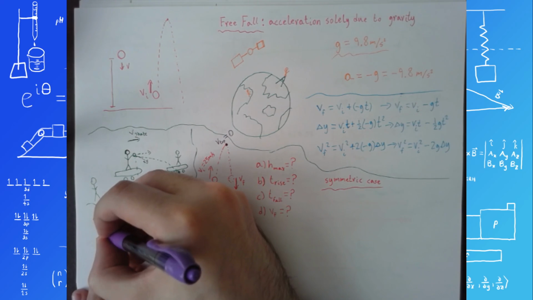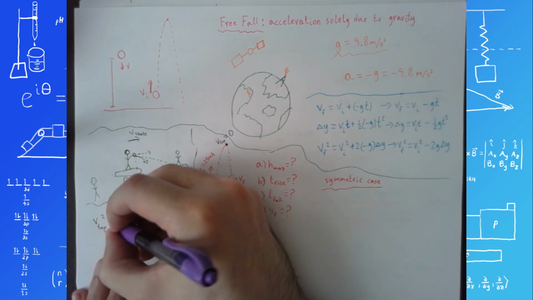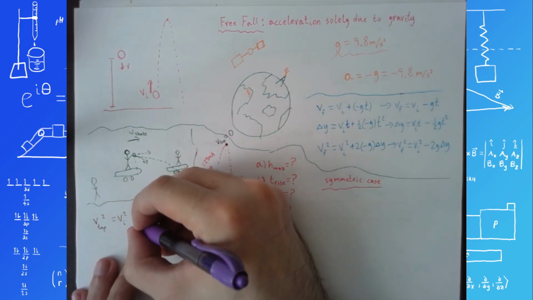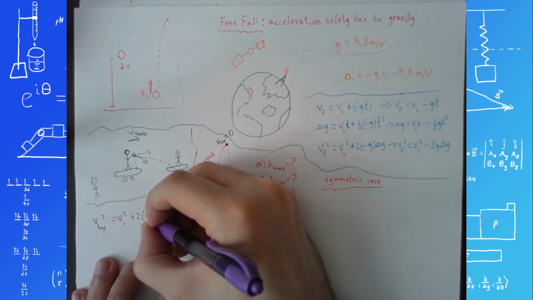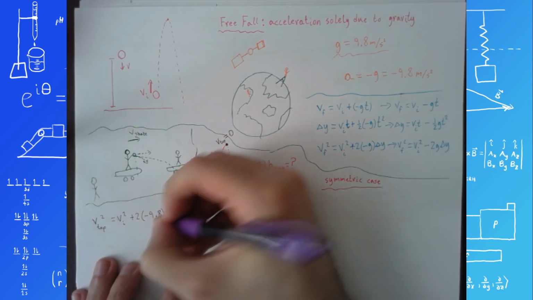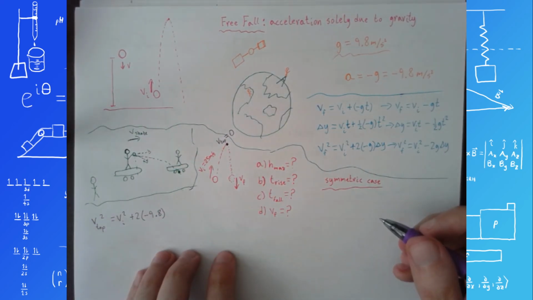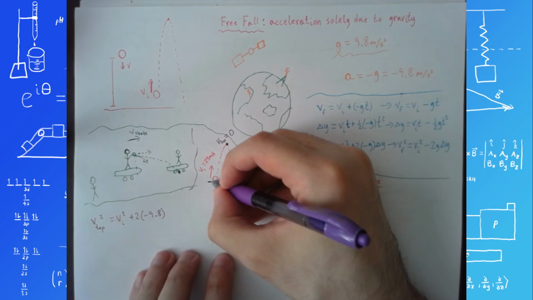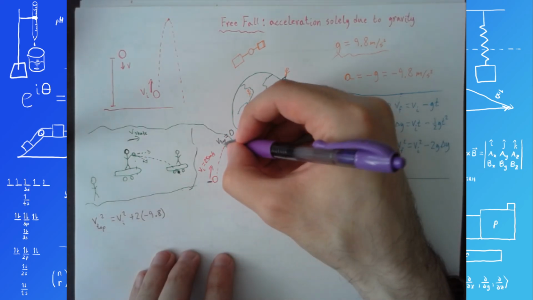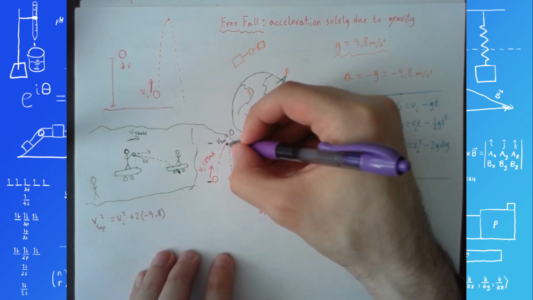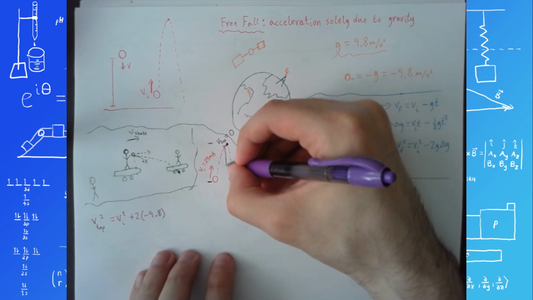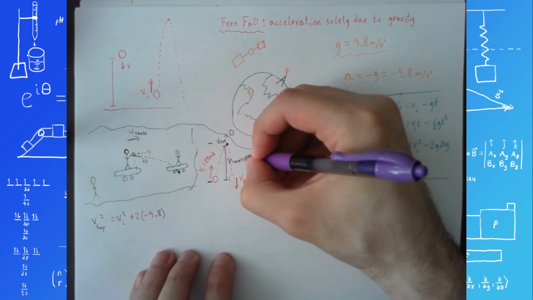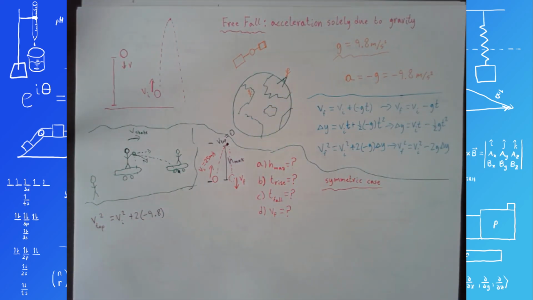In this case, I want v top squared as my second velocity equals v initial squared plus 2 times the acceleration, negative 9.8, times delta y. Now, delta y would be, starting from this starting height up to this maximum height, just equal to h max, positive h max, because it's an upward displacement. That will matter in a minute.